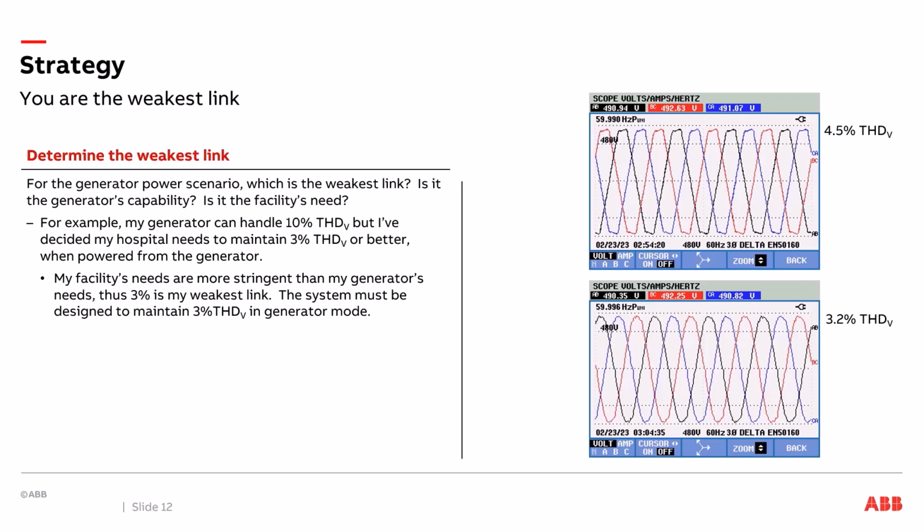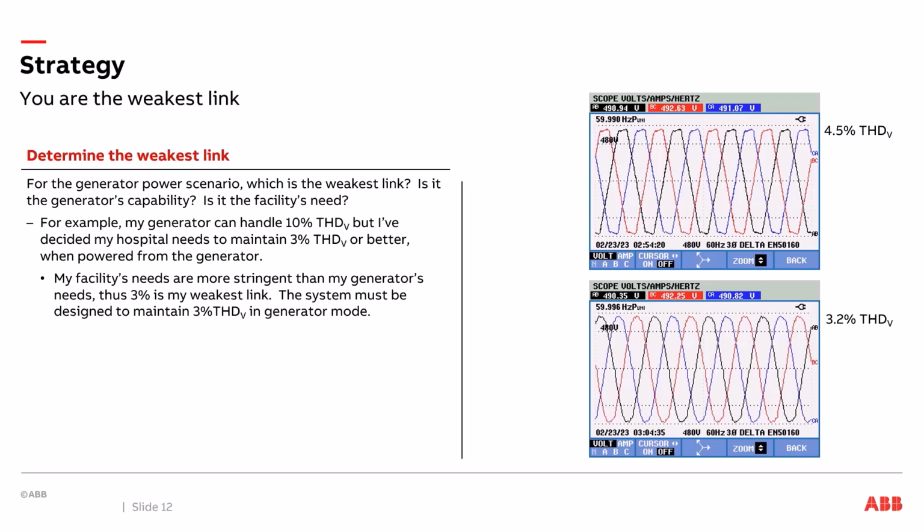Now I'm looking at my building. Let's say it's a hospital. Well, in my hospital, I might have somebody in the OR. When the power goes out, I'm not going to stop working on them. I need to have good quality power for my sensitive equipment in the OR. So I'm going to say that I want no worse than 3% voltage distortion. So I want 3% or better for that hospital.